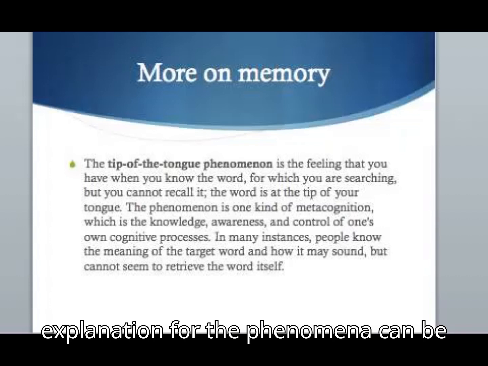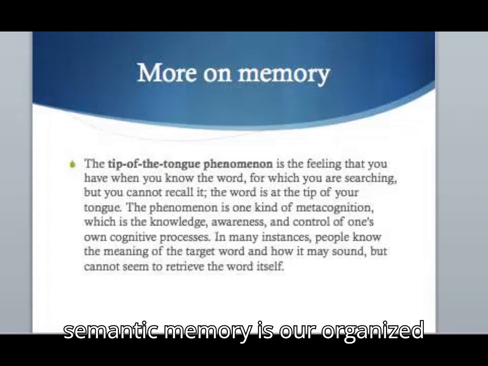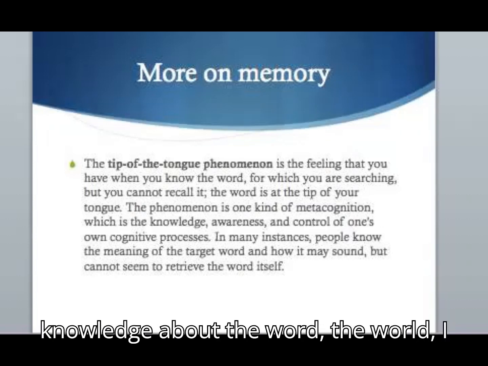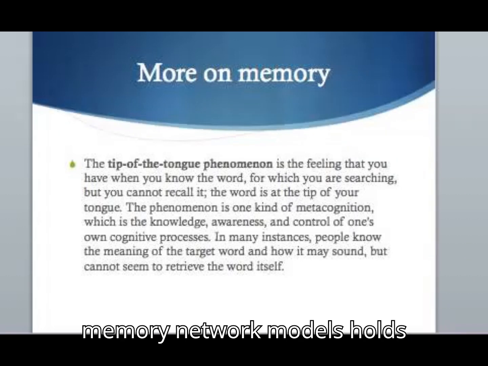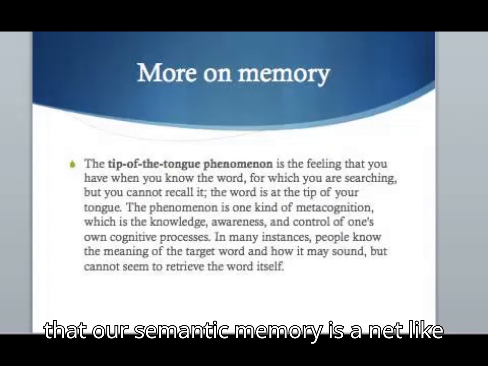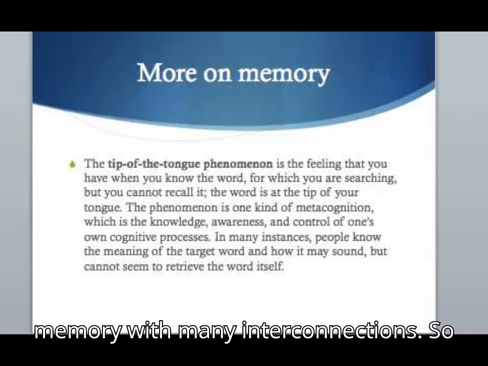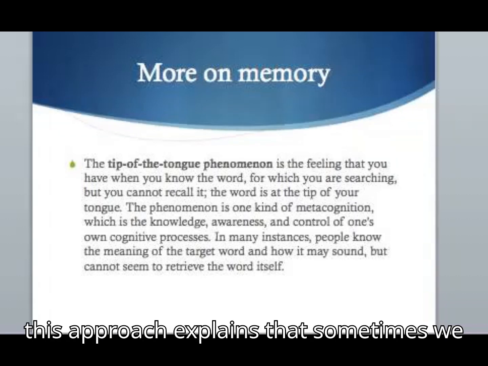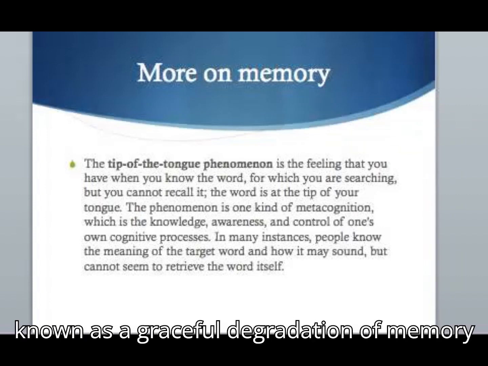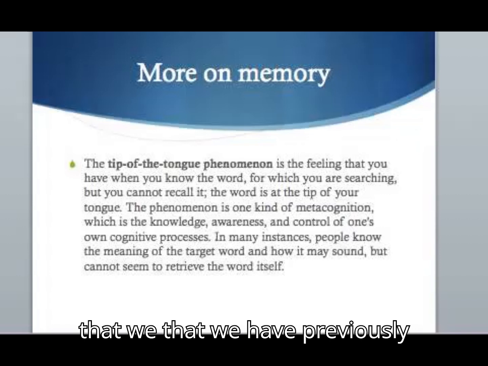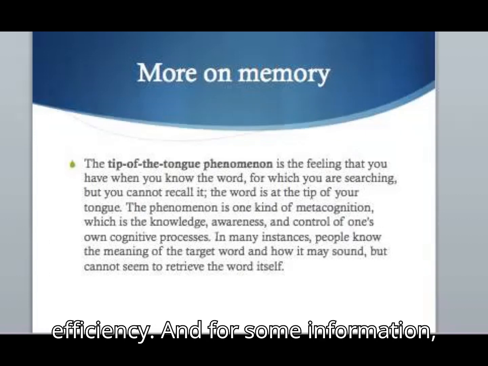One explanation for the phenomenon can be given by semantic memory. Semantic memory is our organized knowledge about the world, I should say. One approach to semantic memory, network models, holds that our semantic memory is a net-like organization of concepts in memory with many interconnections. So this approach explains that sometimes we only have a partial memory, or what's known as a graceful degradation of memory that we have previously learned and stored with some efficiency.